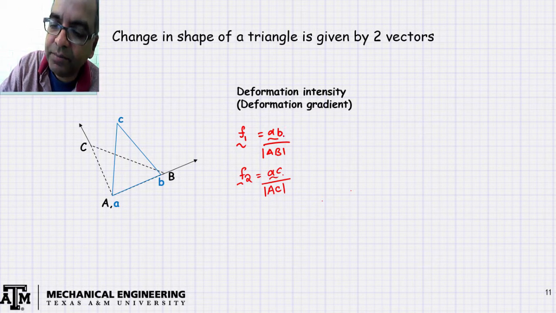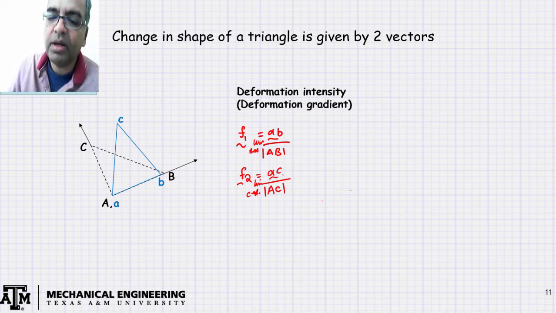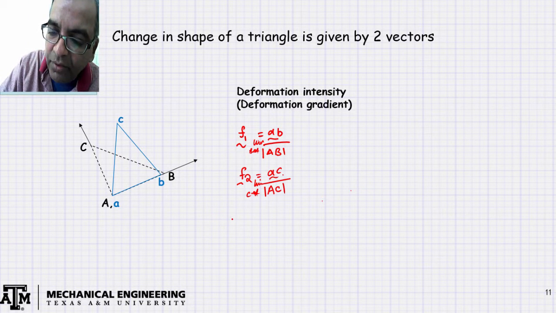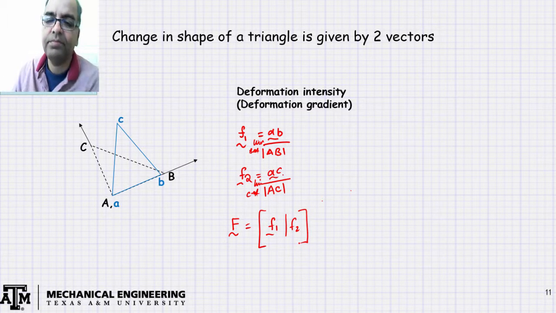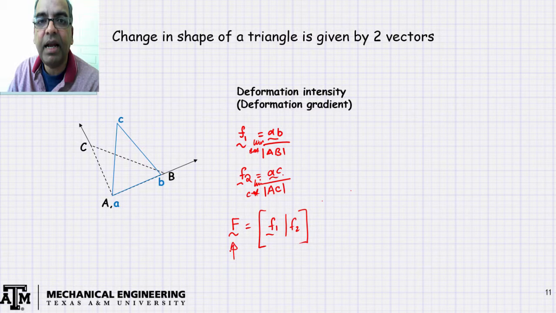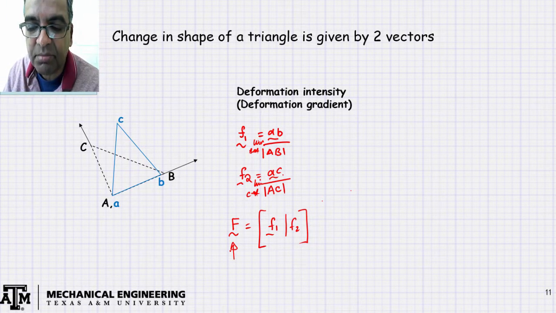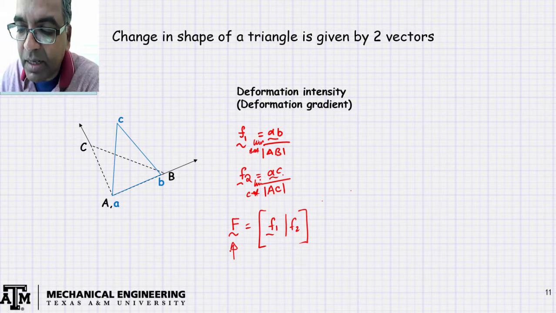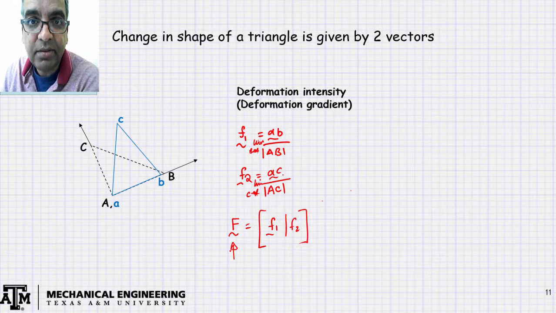And if you take the limit as B tends to A and limit as C tends to A, you will get the field variables. So these two things, F1 and F2, are field variables, and usually we write it as a matrix F, which is F1, F2, two column vectors. This thing is called deformation gradient. It's actually not deformation because it still contains aspects of rotation. Now we are going to look at how we convert that into actual numbers, quantities that measure change in shape.